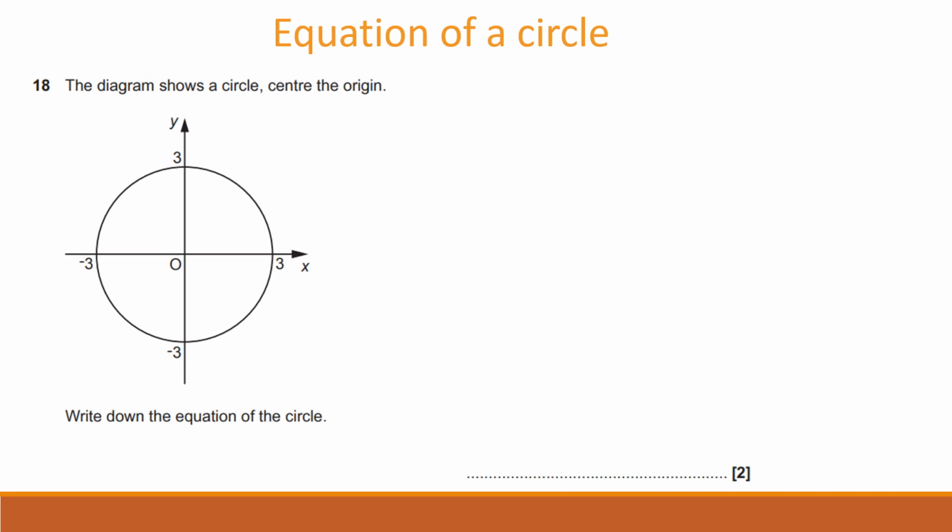Now this question involves the equation of a circle, and at GCSE there is a key equation you need to know, and the key formula is that x squared plus y squared equals r squared. Now please write this down and highlight it and make sure you remember that key formula. And once you know the key formula, the question then becomes much easier to answer.